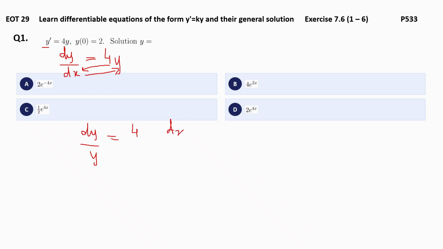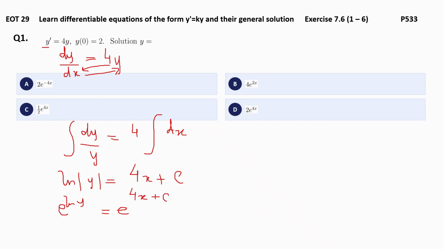Now let's integrate. As 4 is constant, I keep it outside. What is the integration of dy by y? Exactly, ln y. That is equal to 4. What about integration of dx? Very good, 4x plus c. Now to get the value of y, and to remove this ln, we will raise to the power of e on both sides. So it becomes e raised to 4x plus c.